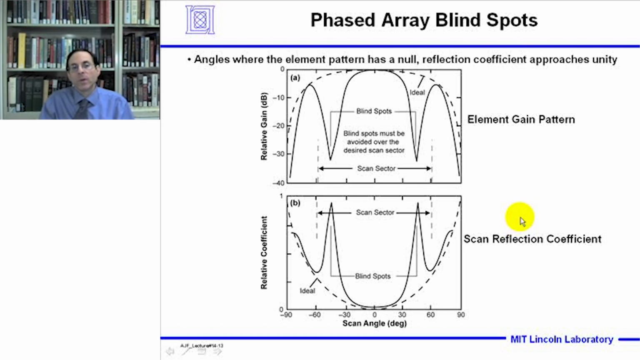Now, in any phased array antenna design, we want to avoid undesired blind spots. These are angles where the element pattern has a null, or the array reflection coefficient approaches unity. So if we have a desired scan sector, we want to avoid any nulls in the element pattern. We'd like to have a pattern like this dashed curve, which would be smooth across the scan sector. Or in the case of the reflection coefficient, we'd like to avoid large peaks in amplitude.